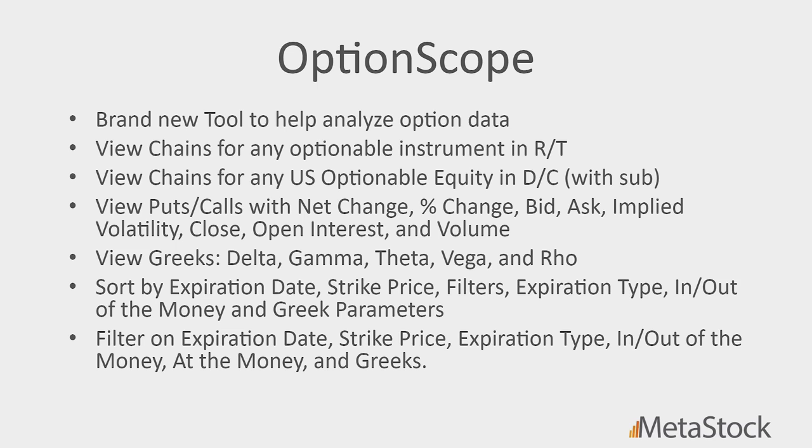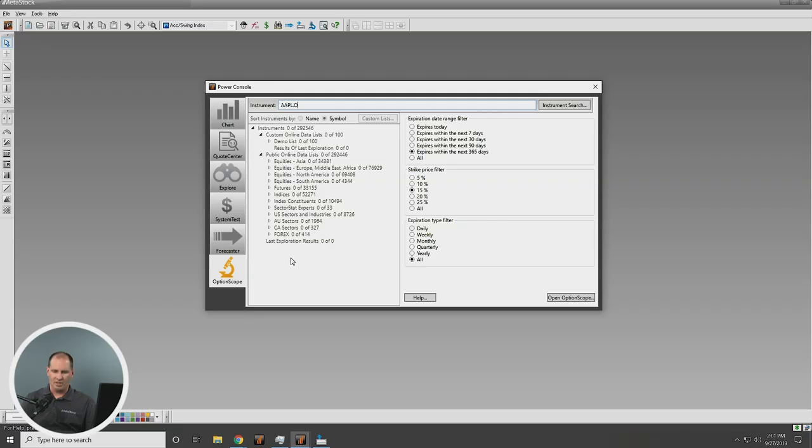So here's a lot of what you can do. Again, let's just go ahead and jump right into OptionScope so we can review it, and then we'll come back and review some of the features here at the end. So what we're going to do, I already have Apple typed up here. This is the security we're going to analyze in OptionScope.